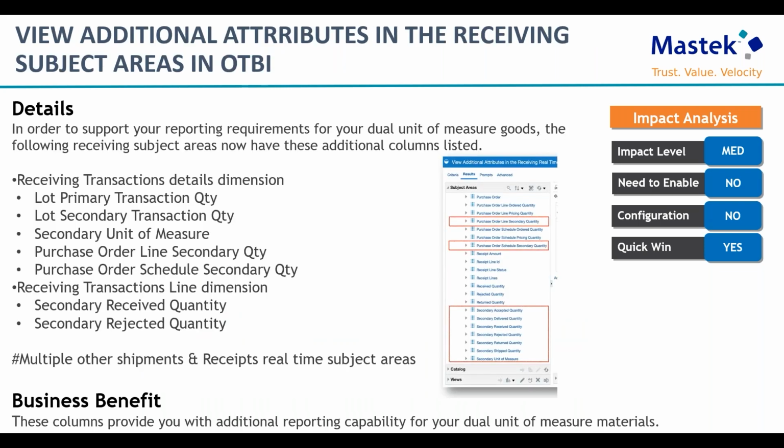The next update is again related to OTBI, where you will be able to see additional attributes in the receiving subject area. Again it's related to dual unit of measure. You will see primary and secondary quantity in the receiving transaction detail dimension and receiving transaction line dimension. There are multiple other shipment and receipts real-time subject areas where both the primary as well as secondary quantity are now available. You can utilize all these subject areas and secondary quantities in your reporting.